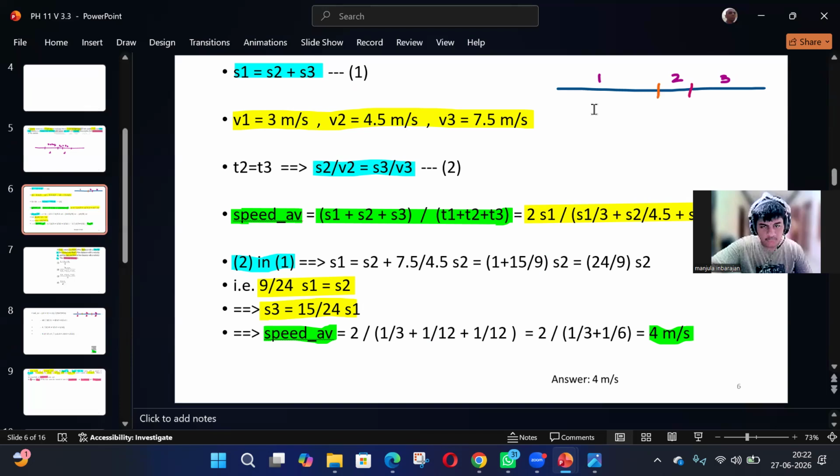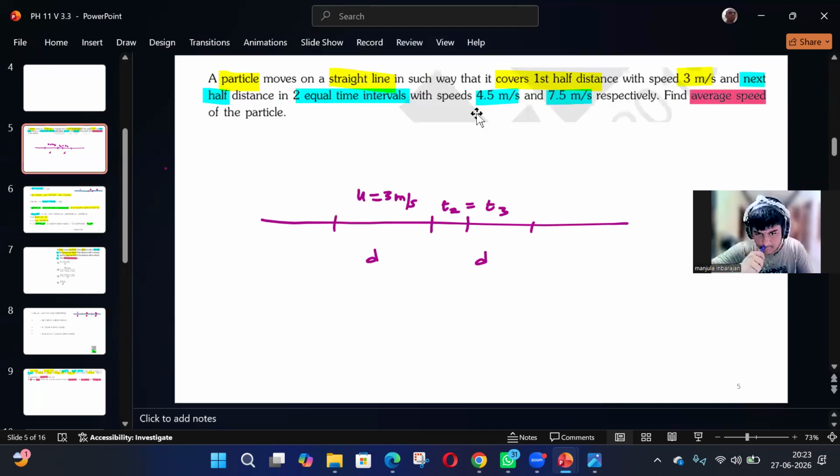I don't like remembering formulas and doing it that way. See, basically, this is the diagram. There are 3 parts to the motion. First part is covering half the distance, and second and third together are again half. But for the second part and third part, what is the same? The time. The time to go from here to here is the same as the time to go from here to here. That's what they're saying in the question.